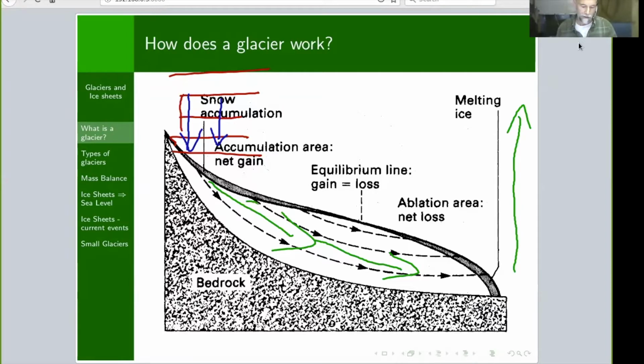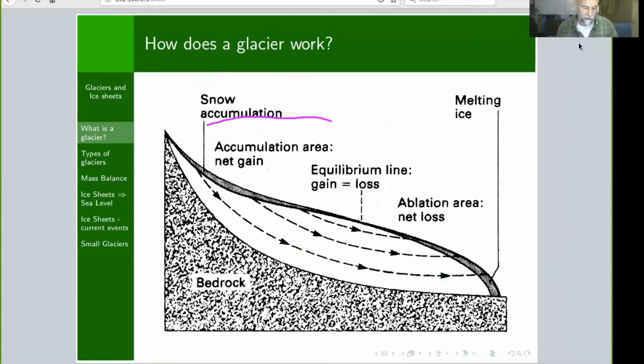So if the ice is flowing downhill, it's flowing down this lapse rate and down into a region of warmer climate. So the ice is going to flow downhill to a point where there is enough melt at the bottom here that some of the ice that flows into that area is melting. And that's referred to as the ablation area.